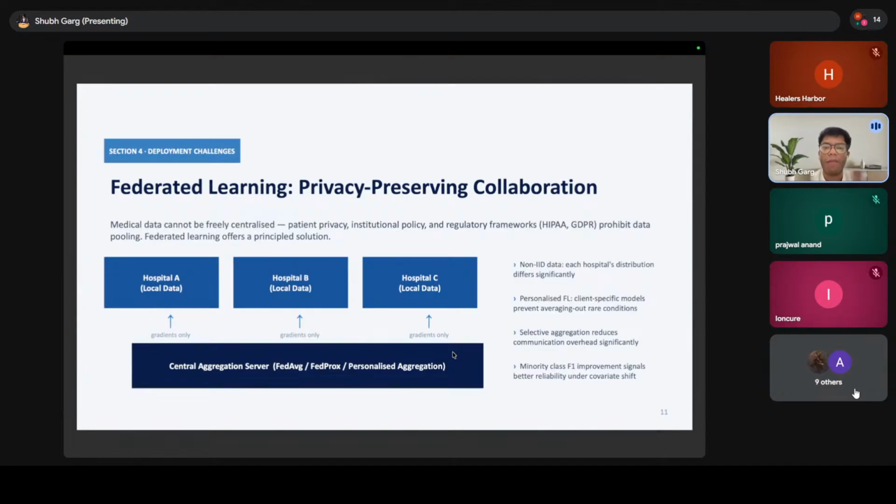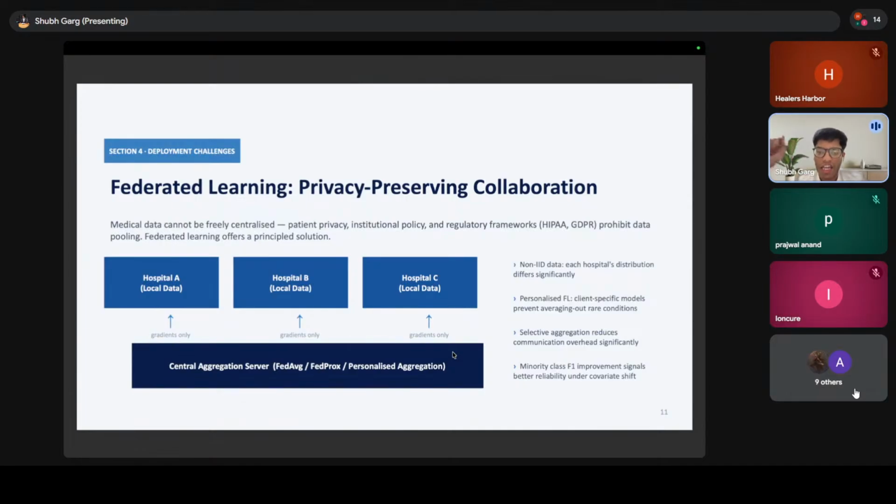It's not obvious to collect more diverse data from different institutions. Why don't we just do that? Because medical data comes with privacy concerns. It has legal protections such as HIPAA in the US, GDPR in Europe, and equivalent frameworks in different jurisdictions, including India, and so on. So federated learning, FL, is the principal technical solution to this constraint.